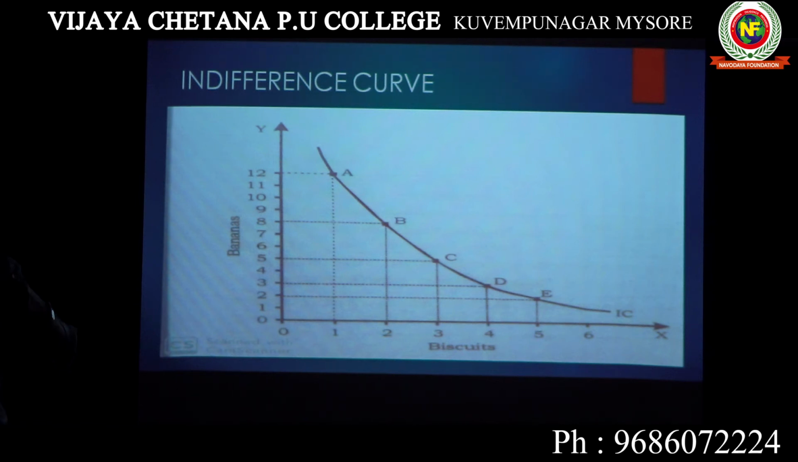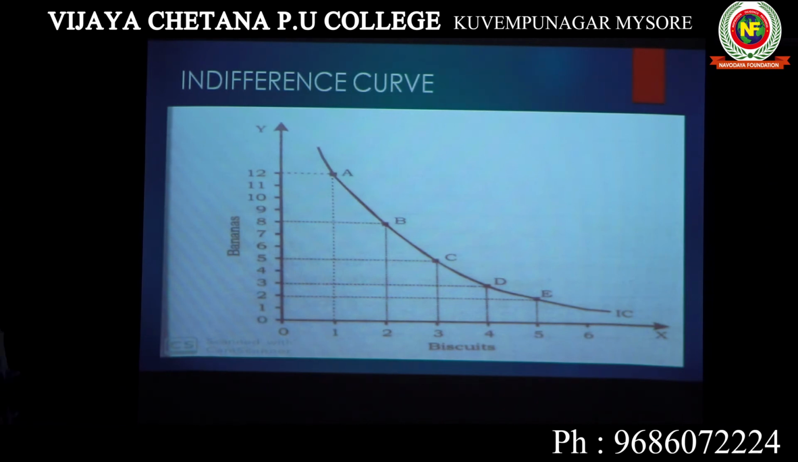What is MRS? Marginal rate of substitution. Marginal rate of substitution means we have to sacrifice one good in order to get one more unit of the other good. So this is what you call MRS. MRS is decreasing. That's why the indifference curve shape is convex. So this is the convex shape of the indifference curve.